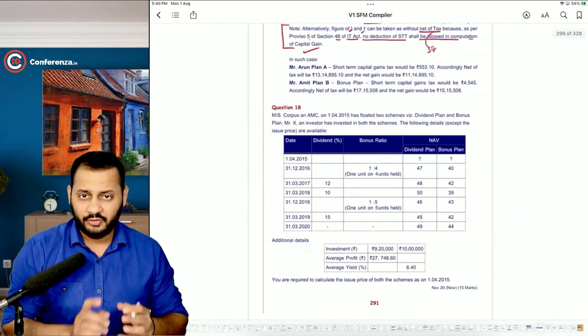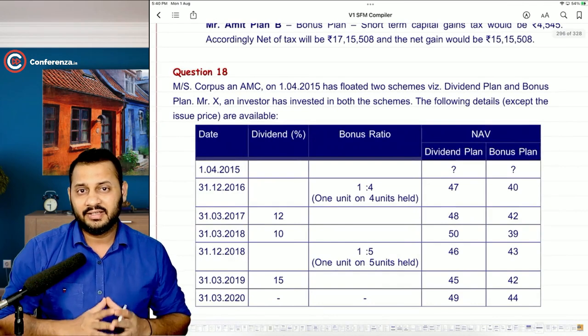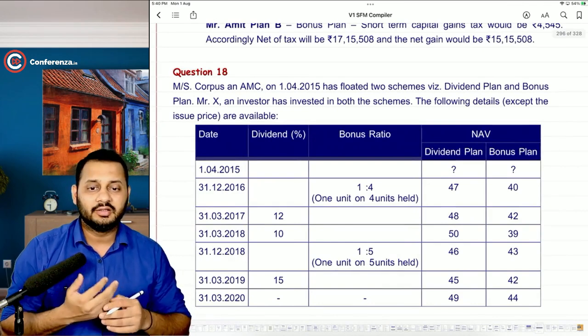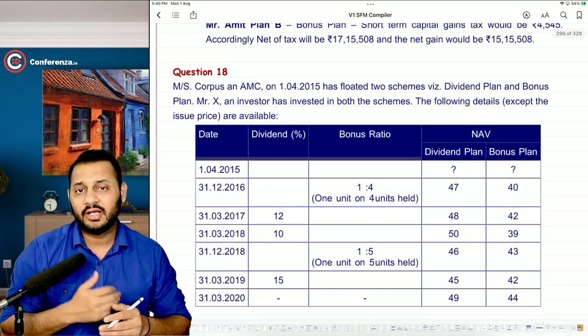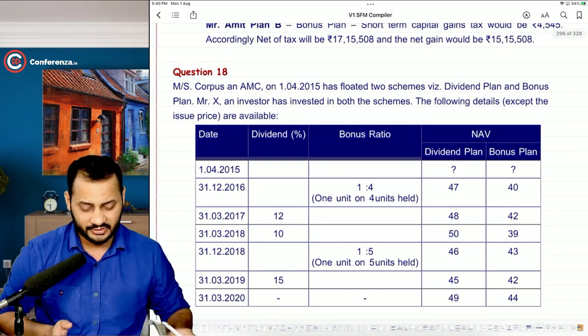So in this manner, you are going to solve question number 15 and 16 as well. Question number 18 and 19 is a little interesting because here the gains will be given, I think, and we will have to calculate the beginning NAV at which we invested the units. Let's have a look at this question.